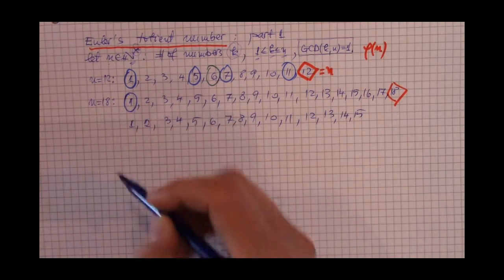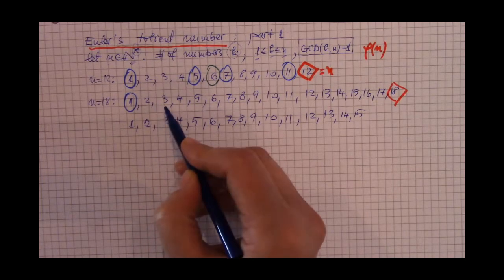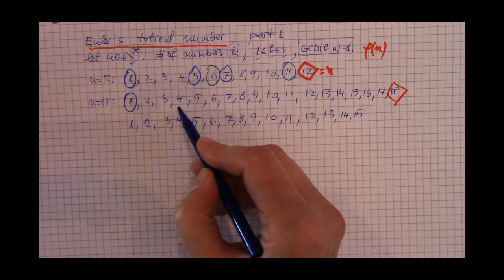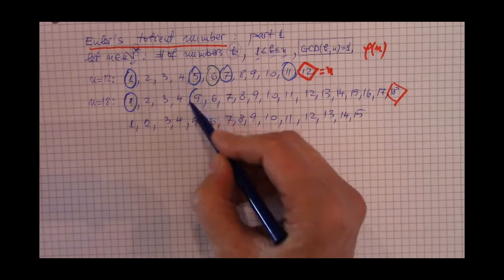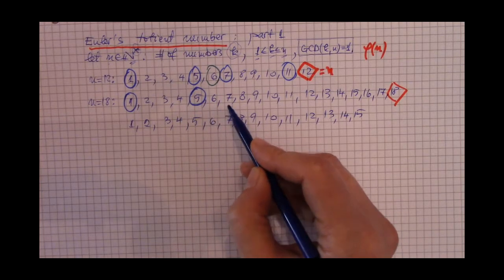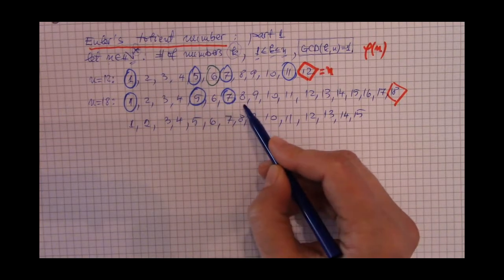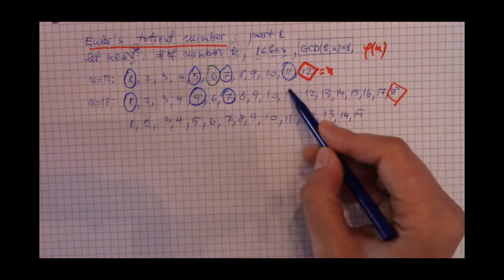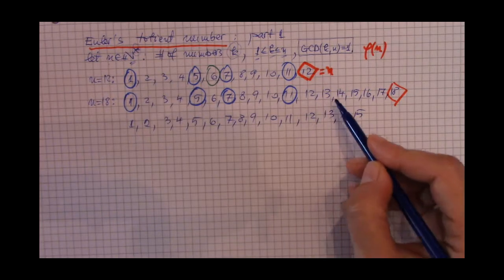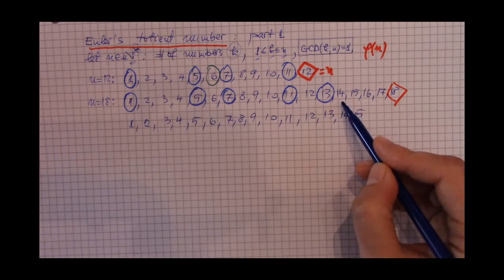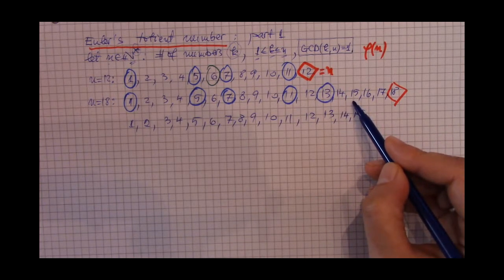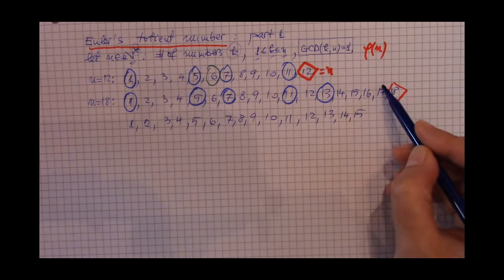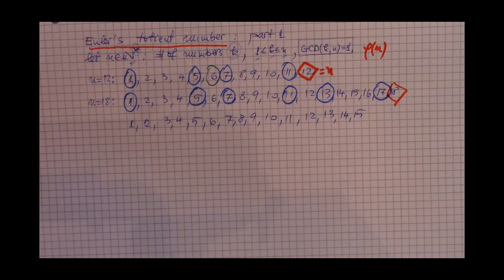All right, so 1 is good, relatively prime. 2 contains a 2, not good. 3 contains a 3. 4 contains a 2. 5 is prime, so that's good. 6 contains a 2. 7 is prime, so that's good. 8 contains a 2. 9 contains a 3. 10 contains a 2. 11 is prime, all is good with it. 12 contains a 2. 13 is prime. 14 contains a 2. 15 contains a 3. 16 contains a 2. 17 is prime, all is good with it.